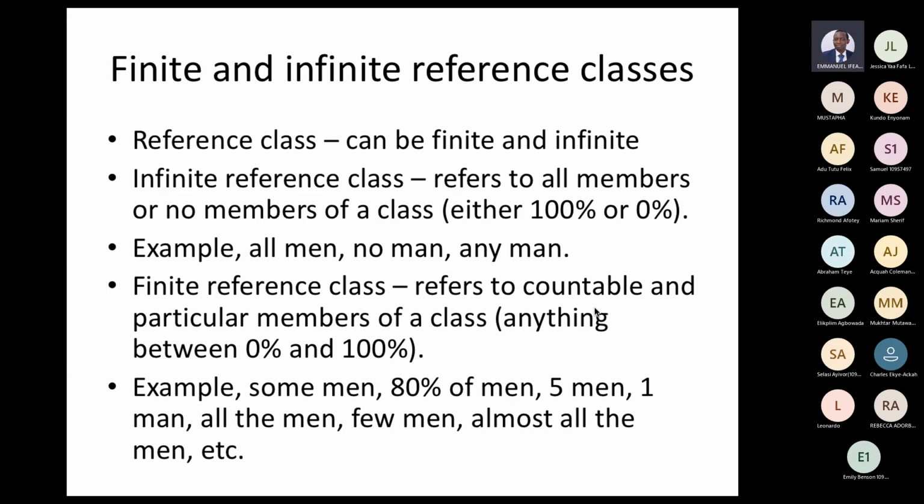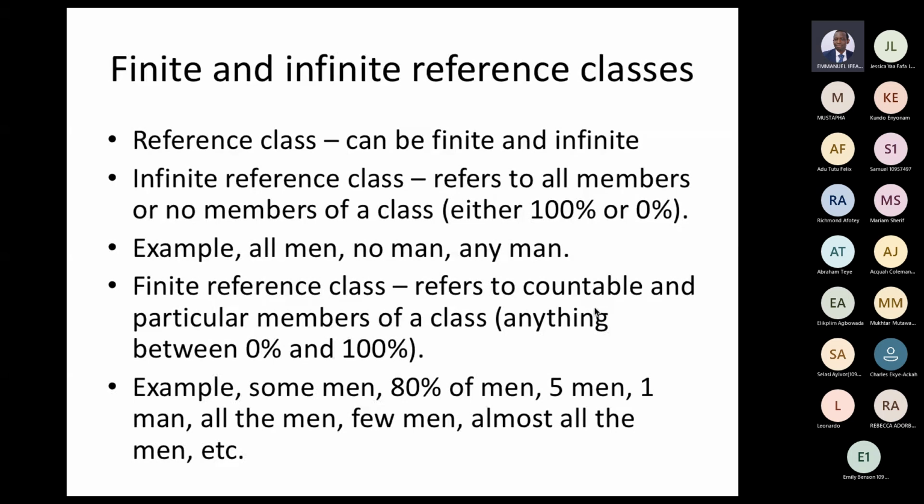Now, there are two kinds of reference classes. We have the finite and infinite reference classes. The infinite reference class refers to all members or no members of a class, either 100% or 0%. Example, all men, no man, any man. Now, these are classes containing uncountable items. All men cannot be counted, same as no man or any man.